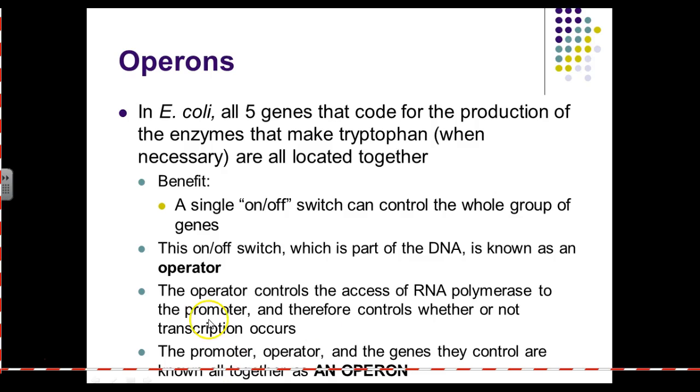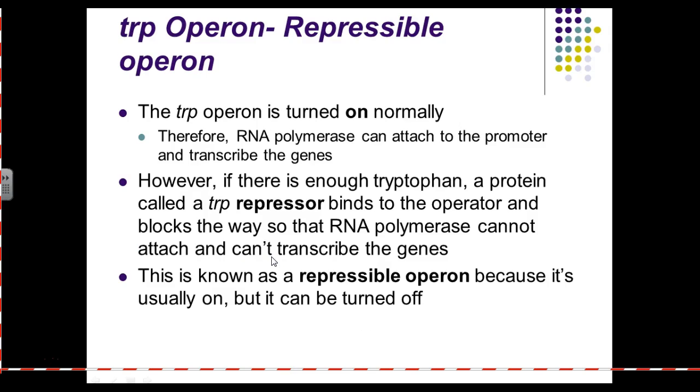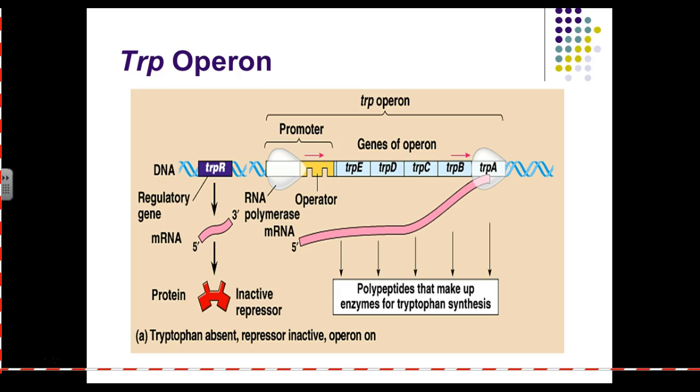So the operon is actually all 5 of those structural genes that code for the enzyme tryptophan, plus the single on-off switch that controls it. So let's look at this little diagram, and it may make a little more sense to you. So here is our strand of DNA. Here is our promoter region, and the guitar pick is our enzyme RNA polymerase. You can see here it has attached to the operon.